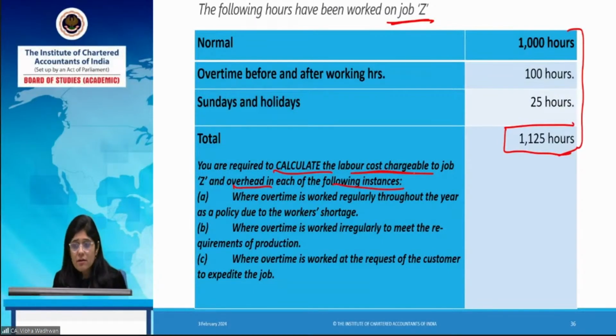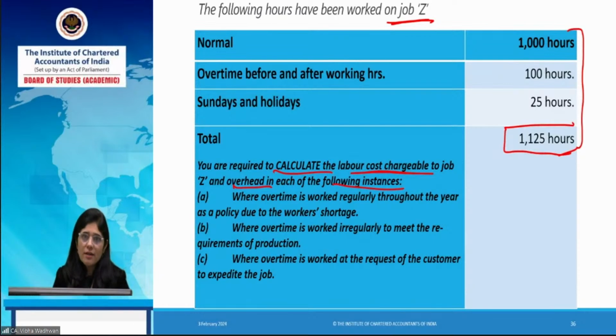Okay, so here, what they are asking is that you have to allocate to job Z. Whatever you allocate to job Z is direct labor cost. But if the overtime is not a direct cost, then overtime will become overhead. So there are two cases.